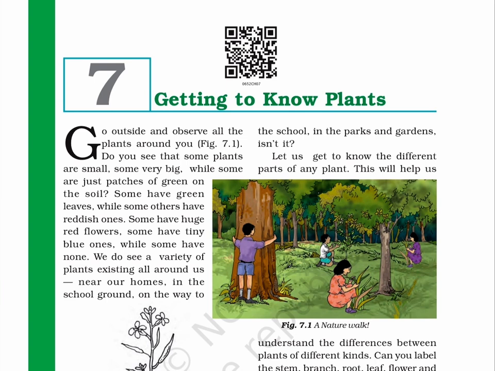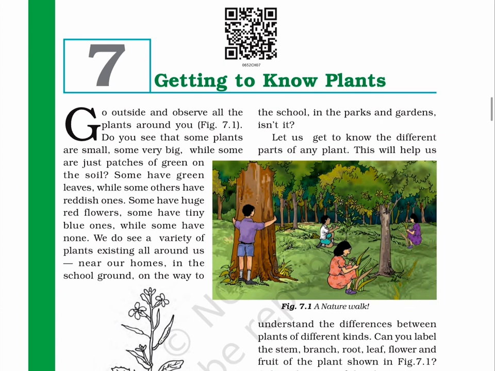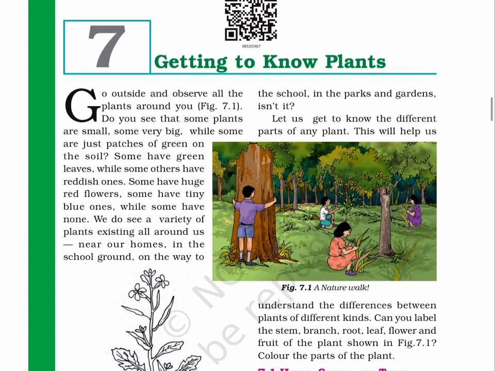Go outside and observe all the plants around you. Figure 7.1. Do you see that some plants are small, some very big, while some are just patches of green on the soil? Some have green leaves, while some others have reddish ones. Some have huge red flowers, some have tiny blue ones, while some have none. We do see a variety of plants existing all around us, near our homes, in the school ground, on the way to the school, in the parks and gardens, isn't it?